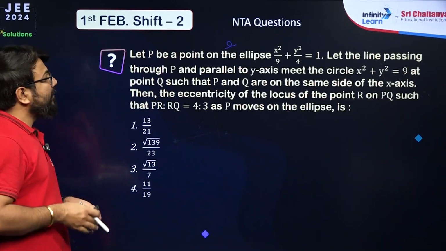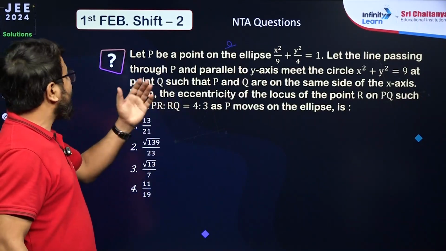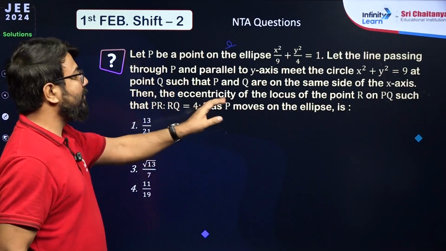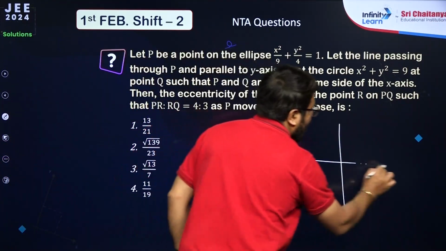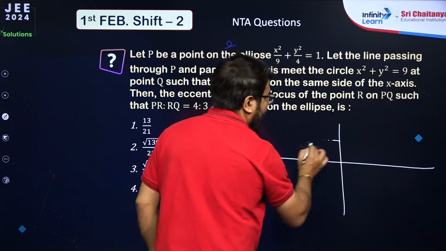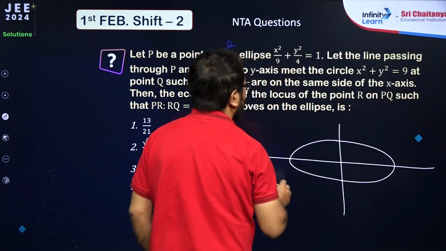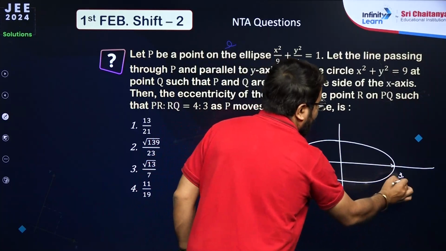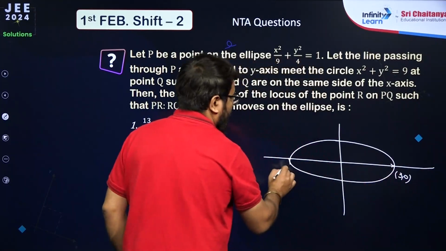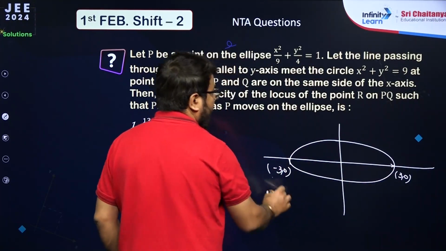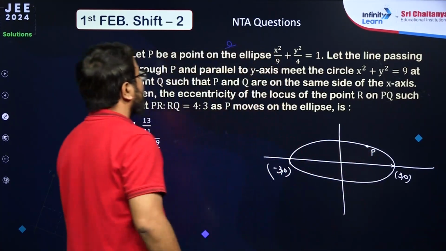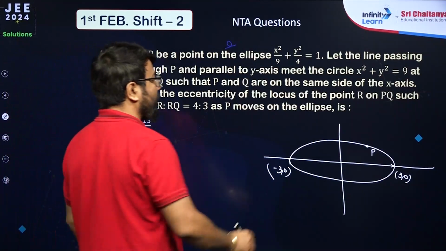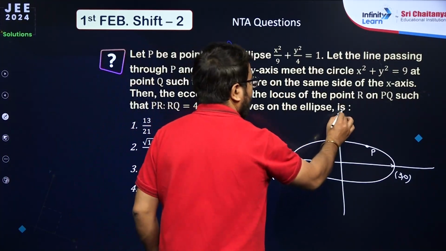Very easy. Let P be a point on the ellipse. Let a line passing through P and parallel to the y-axis meet the circle x square plus y square is equals to 9. Let us draw the diagram. This ellipse is having the vertices on the x-axis as 3, 0 and minus 3, 0. On the y-axis it is 0, 2. Now there is a point P on the ellipse. They are saying about that. So let a line pass through P and parallel to the y-axis. This is the y-axis basically, okay?